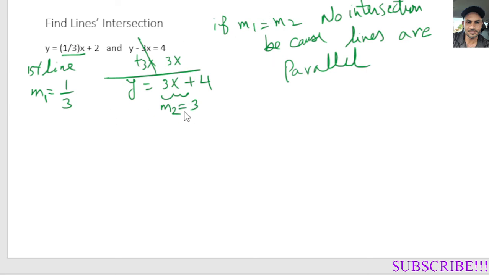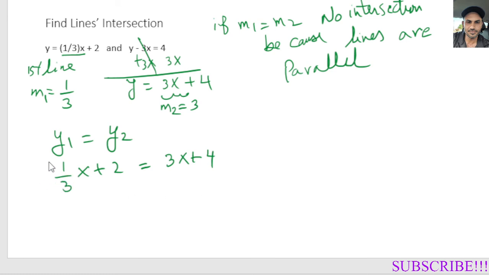So now we can go ahead and solve for the point of intersection. To solve for the point of intersection, the y value of our first line has to be equal to the y value of the second line. So that's where they're intersecting. The y values are the same. So we go ahead and take 1/3 x plus 2, that's our first line, and the second line is 3x plus 4. Now we go ahead and solve for this.